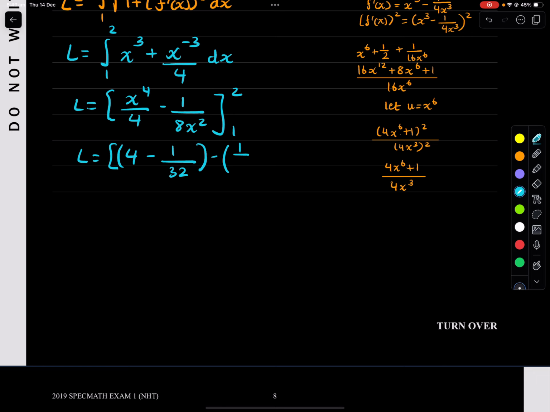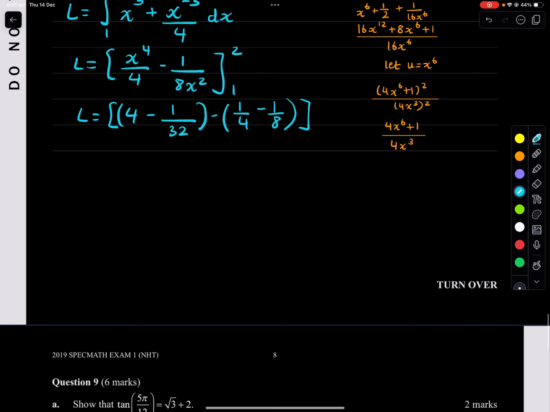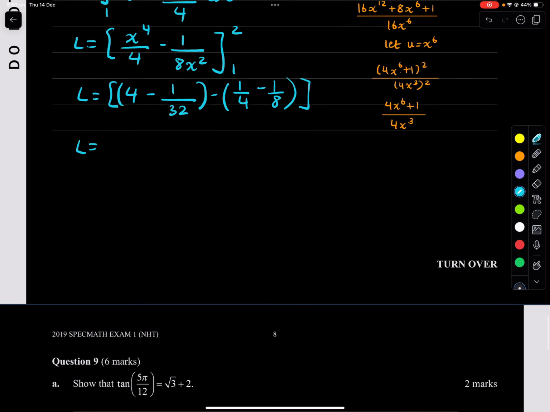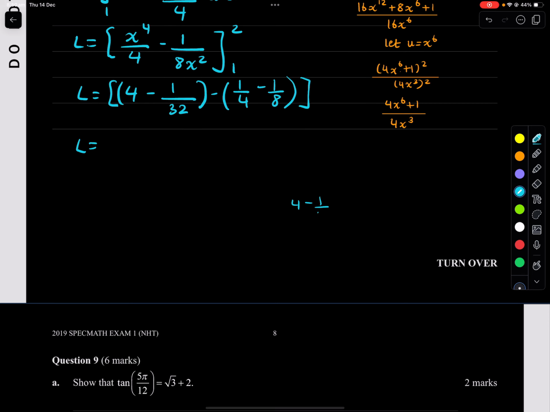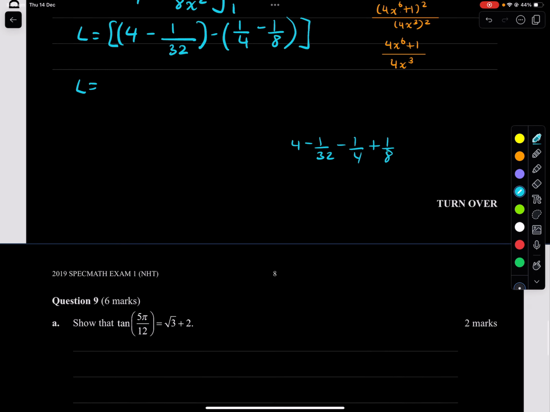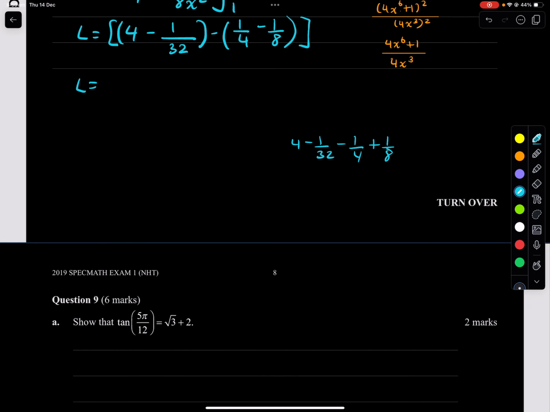Minus, putting that 1 is just going to be 1 over 4 and minus 1 over 8. Done. We are nearly done. Now just simplifying this whole expression, we get minus 1 over 3, 2, minus 1 over 4, plus 1 over 8. So 2 plus 1 all divided by 8, which is negative 1 over 8. So we can write it as negative 1 over 8.